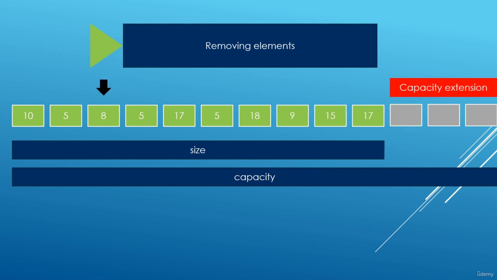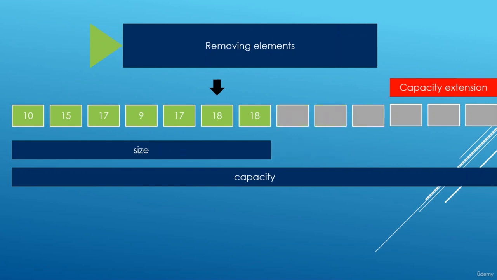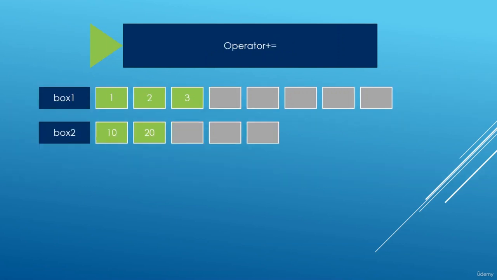So for example, we can target the 8 here. We can remove it. We can even remove elements that are identical. For example, if we remove 5s in here, we're going to start by the first one, we're going to remove the second one, and we're going to remove the last one. We could set up a bunch of operators.